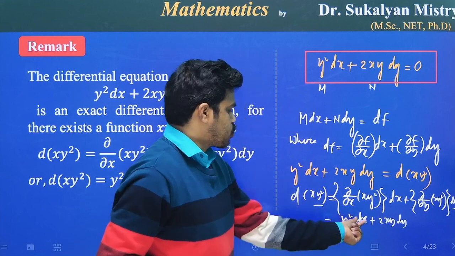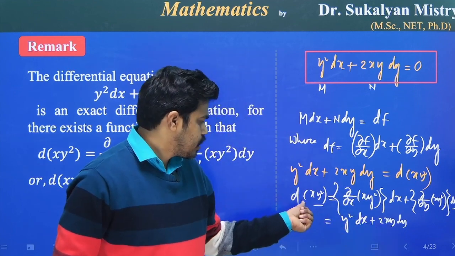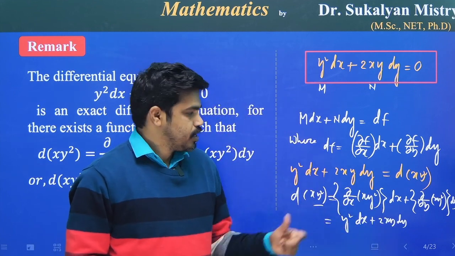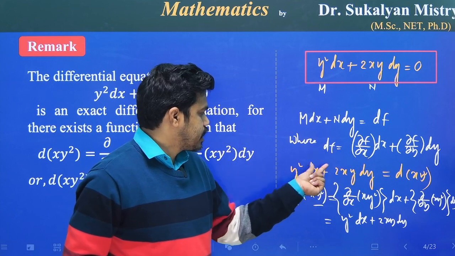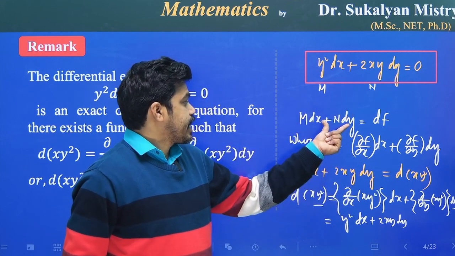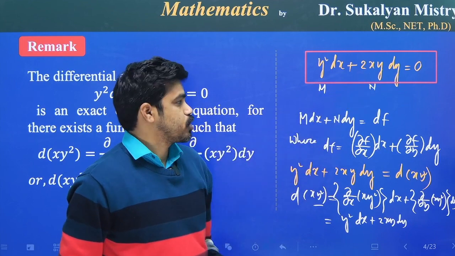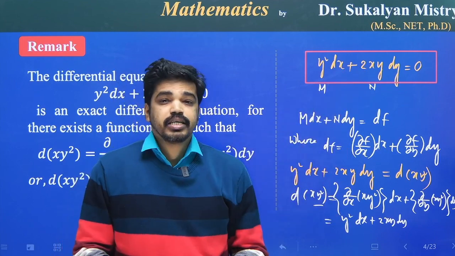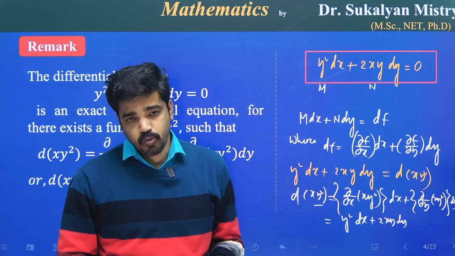See, y square dx plus 2xy dy means d of xy square. So I have written y square dx plus 2xy dy is d of xy square. So this is an exact differential equation. So we conclude that this is an exact differential equation.